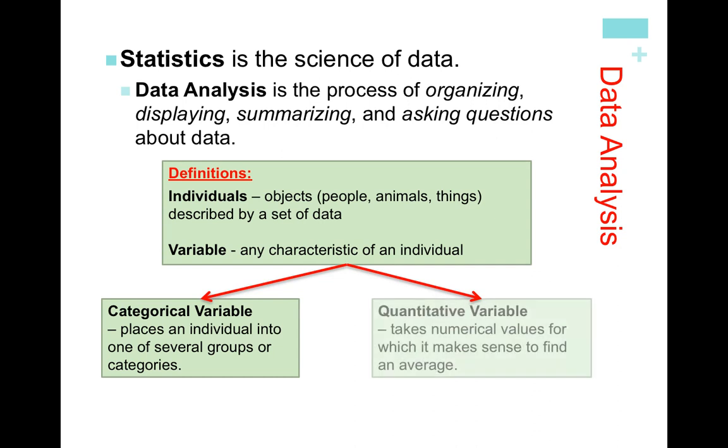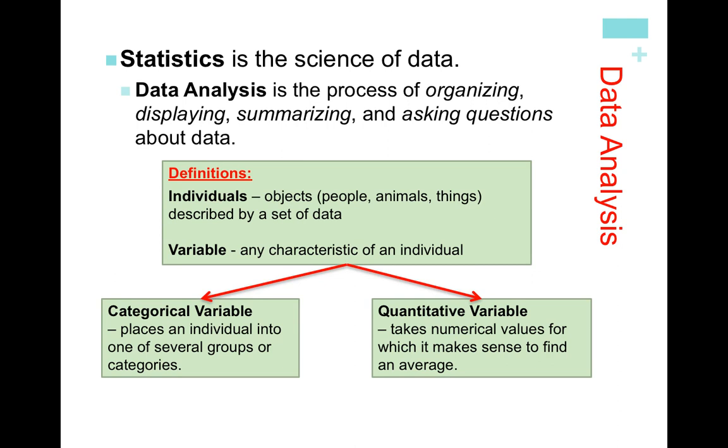The other variable type that we'll focus on in the next section is what we call a quantitative variable, and this is a variable that takes on a quantity or a numerical value. It is important that we add the distinction that it makes sense to find the average, because sometimes a variable can take on a numerical value, but it wouldn't make sense to find an average, and then it would be thrown into the categorical variable category.